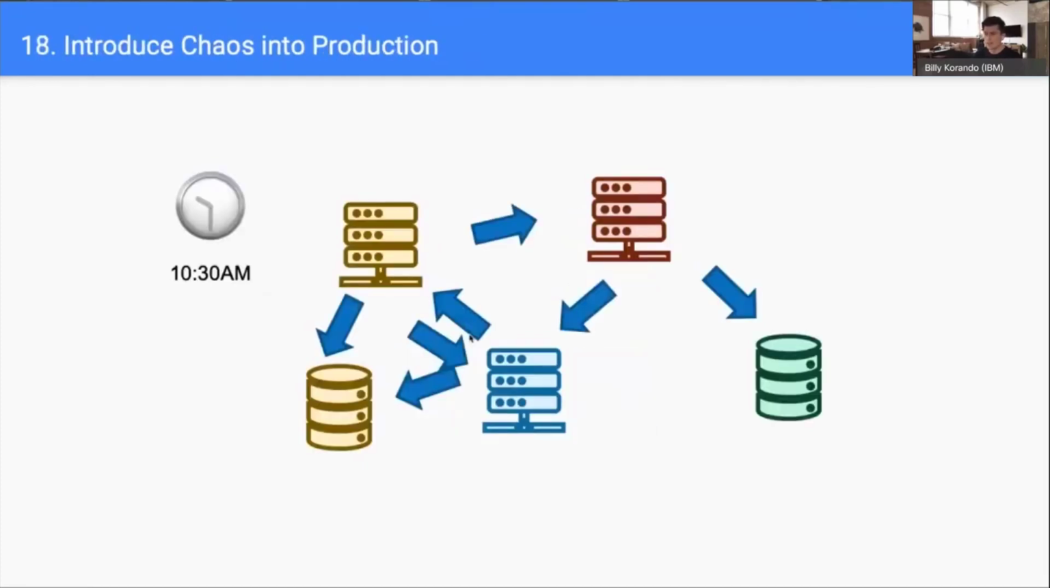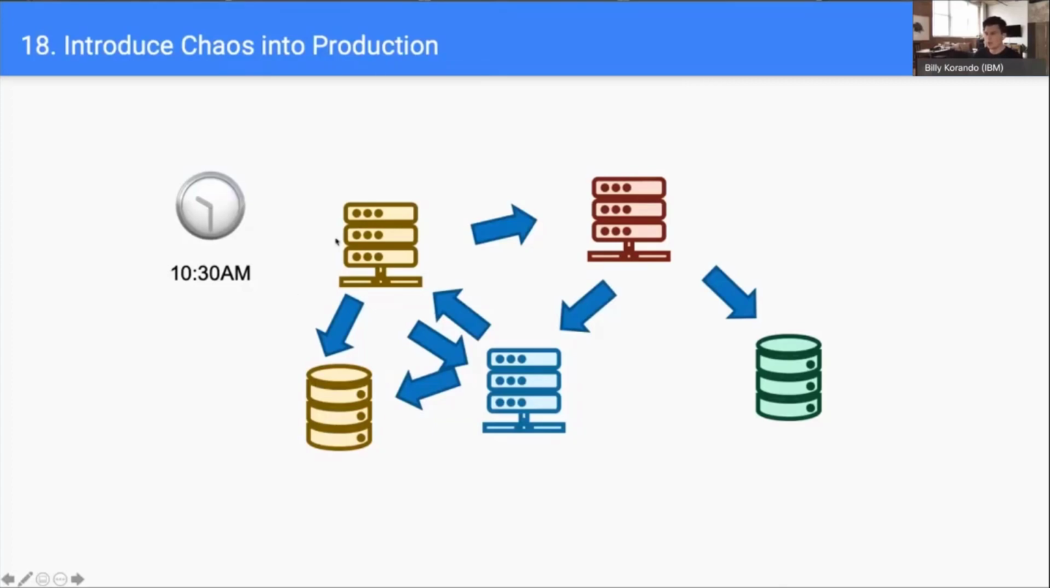And then the last one: consider introducing chaos into production. Netflix released a few years back a service called Chaos Monkey, which would randomly crash different services at different times of the day. And you would do it at, say, 10:30 a.m., during working hours.